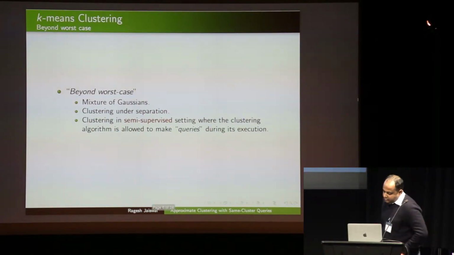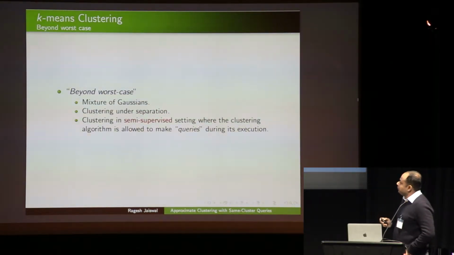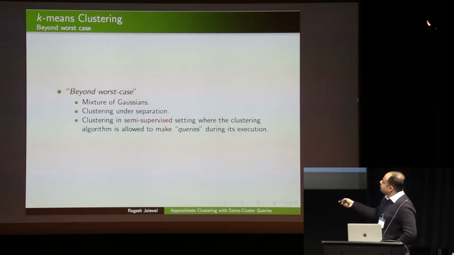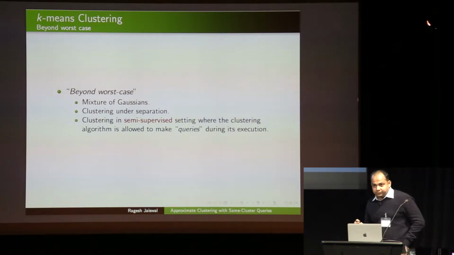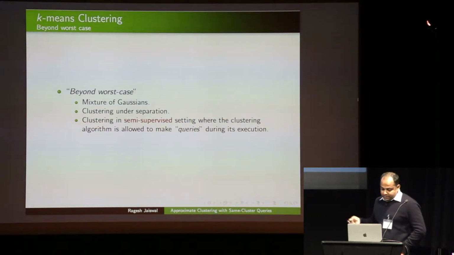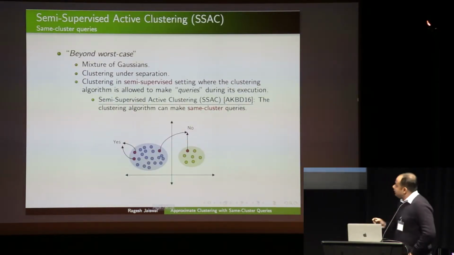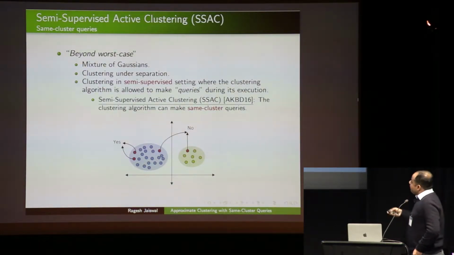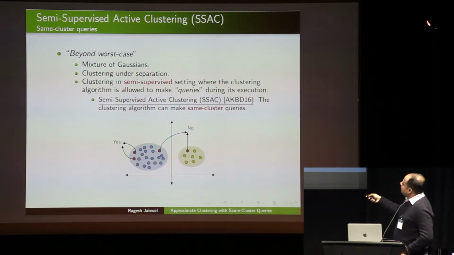Now, the third line of work, which is what we're going to talk about, is clustering in a semi-supervised setting, where the clustering algorithm is allowed to make queries during its execution. This is a fairly new notion. Even for this, you have a list of possible candidates. What we are going to talk about is one model that was defined recently by Ashtiani et al. in a NIPS paper. This is called the semi-supervised active clustering framework, where the clustering algorithm can make same-cluster queries.